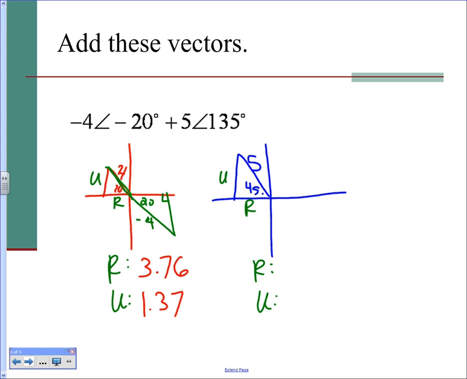Wait, do we have to put it back in vector form once we're done? Yeah. Do you agree with that? Why is the R negative? Going left. Yeah, we went left and then up. Okay, someone go write the other R and U for the blue picture, the one on the right. Yeah, you can go ahead.